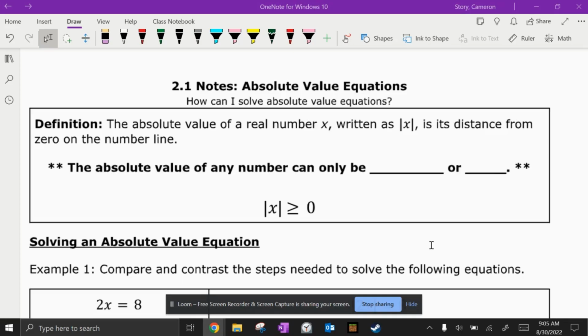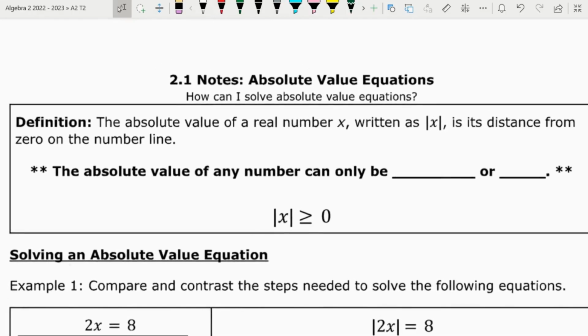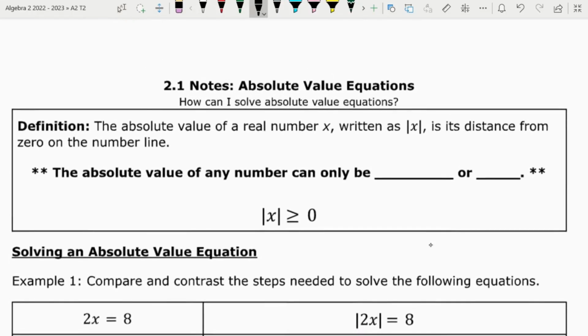So today we're going to be looking at topic 2, which is all about absolute value functions. Essentially what an absolute value function does is we use these vertical lines and we say that inside of these lines we will put x. It's kind of like parentheses, and we say that the absolute value of x makes everything positive. So the absolute value of any number can only be positive or 0.